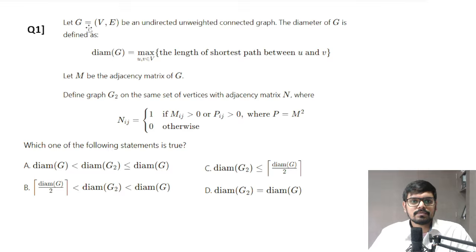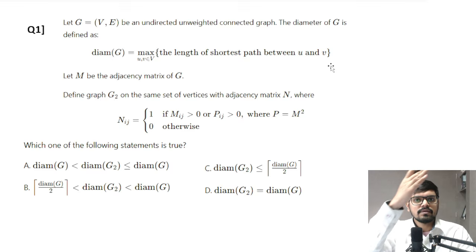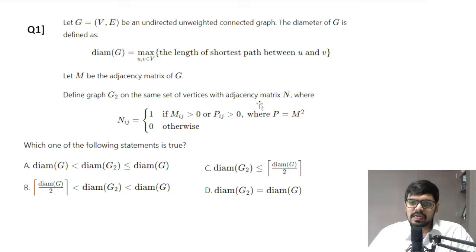The question says G is a graph made from a vertex set and edge set, an undirected, unweighted, connected graph. The diameter of G is defined like this, and this is nothing but the definition of diameter, which we have already studied in previous lectures. Further, let M be the adjacency matrix of G. Define graph G2 on the same set of vertices with adjacency matrix N, where the elements are 1 or 0: 1 when M_ij is greater than 0 or P_ij is greater than 0. What is P? P is the M square matrix. And the element is 0 otherwise.